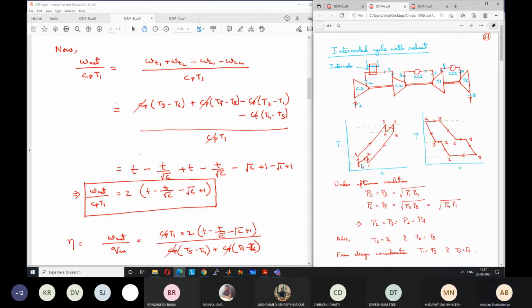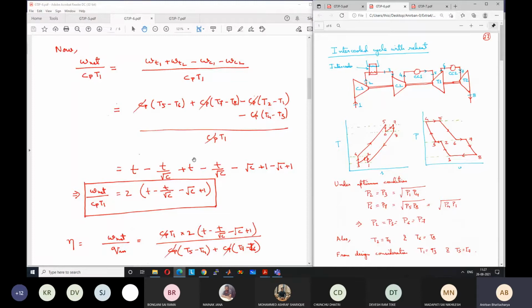Okay, because what is root C? C is R to the power (gamma minus 1) by gamma. And in these cases, we have RA, and RA is equal to root R. So RA to the power (gamma minus 1) by gamma is root of R to the power (gamma minus 1) by gamma. So CA is equal to root C. So T2 by T1 is root C. T1 by T1 obviously is 1. T4 by T1 is root C and T3 by T1 is 1.